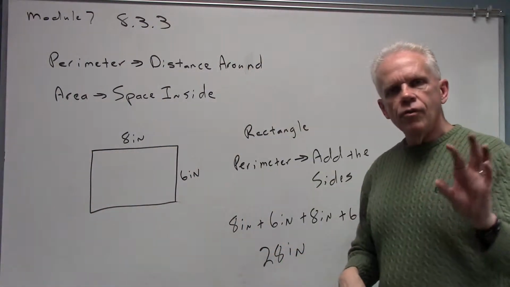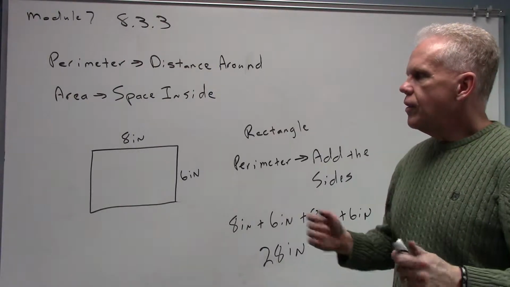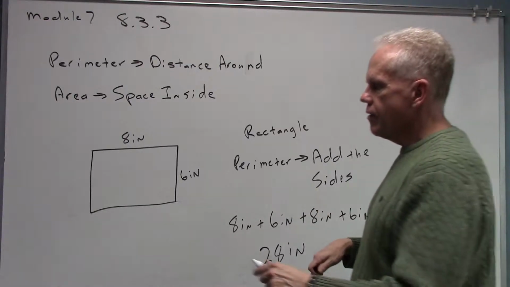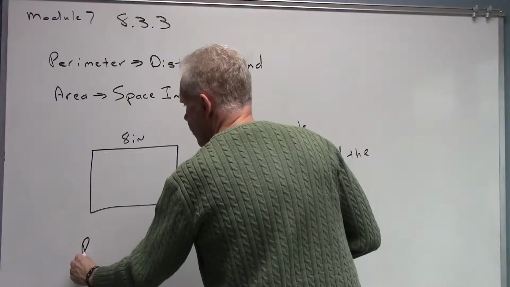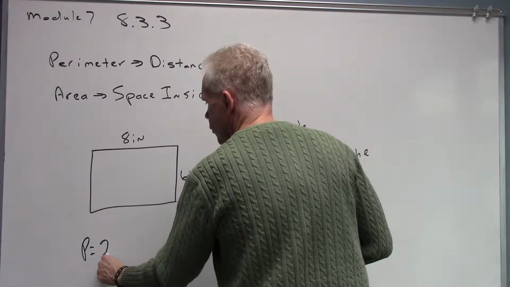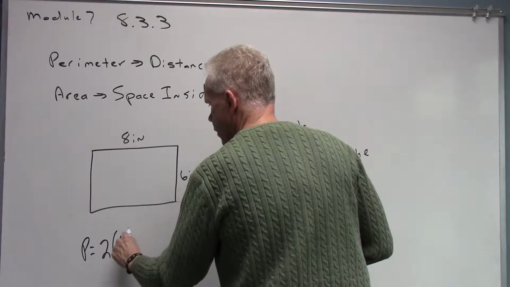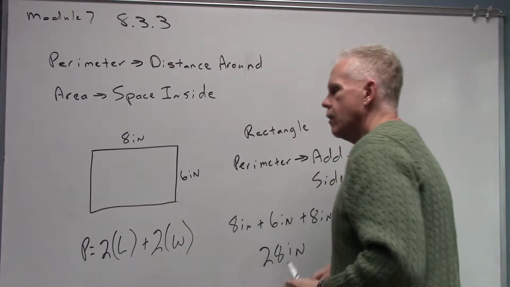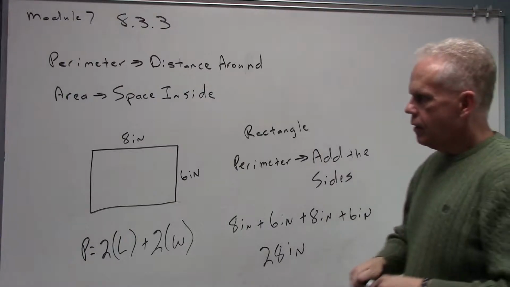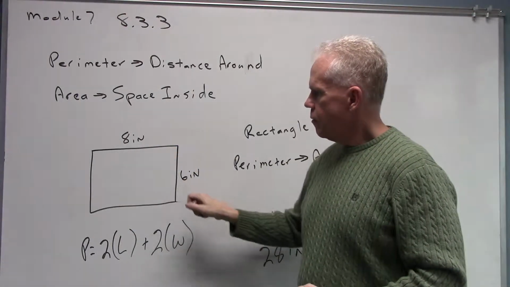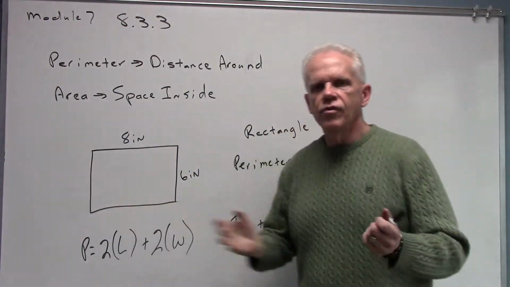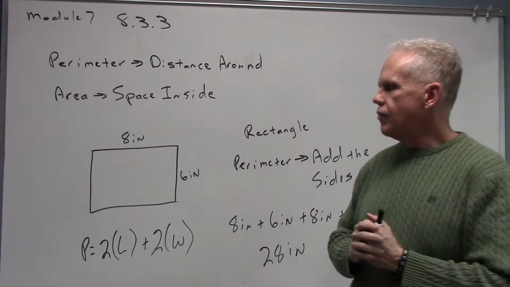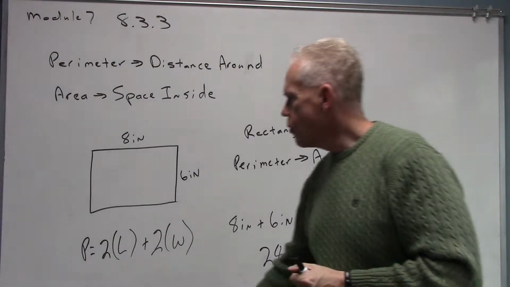Now there is a special formula as well that I at least should mention for the perimeter of a rectangle. The perimeter of a rectangle, the special formula is 2 times the length plus 2 times the width, which is the same thing as if you'd added up all the sides. Alright, so that is the perimeter.